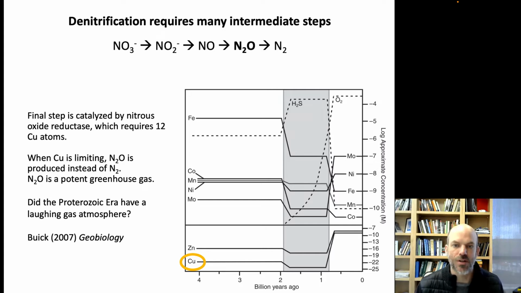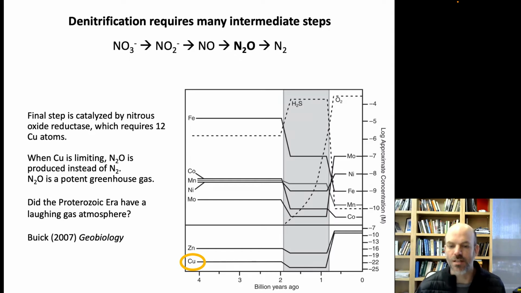So that's important for understanding the nitrogen cycle and the carbon cycle today, and important for understanding global warming. The degree to which copper is limiting in the ocean could be affecting the amount of nitrous oxide in our atmosphere. So that's an important thing to study, and we actually don't really understand it that well.